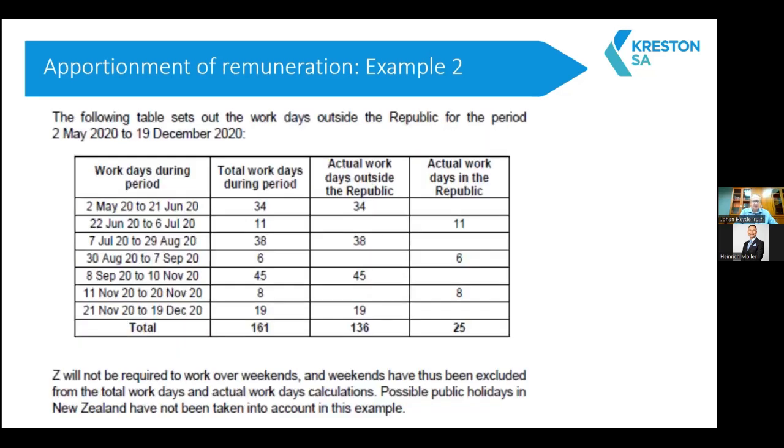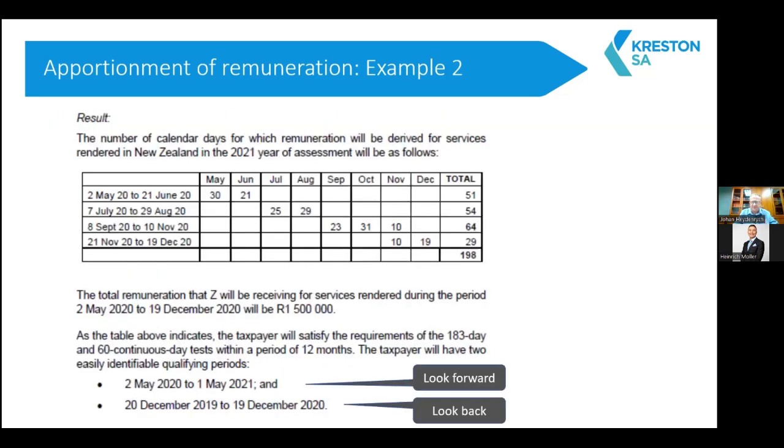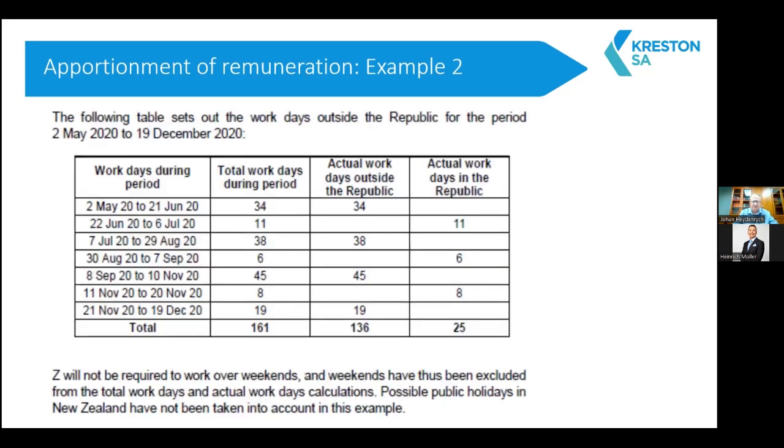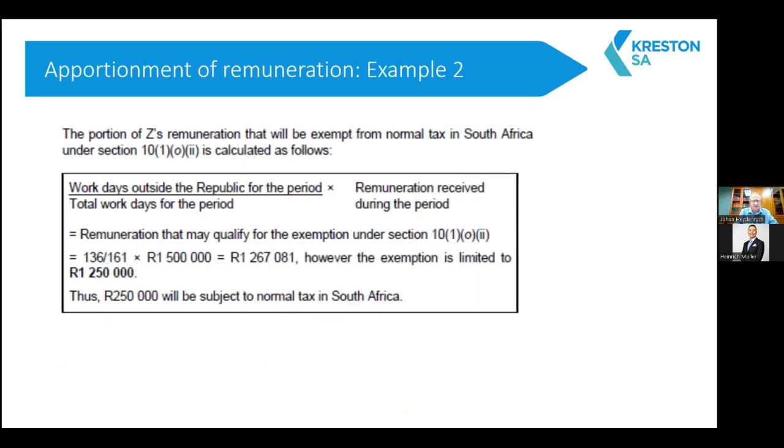All right. Now you're not finished. So now you say, okay, yes, I fall within 10(1)(o)(ii). But now you've got to calculate what portion of the 1.5 million rand that you earned will then qualify. Now for that, you've got to look at your work days. So in the period from 2 May to 19 December, there were 161 full work days, of which 136 days were physically worked in New Zealand and 25 days actually in South Africa. All right. So you can't apply the full 1.5 million rand to the exemption. Now I've got to say, hang on, what portion of this 1.5 million rand applies?